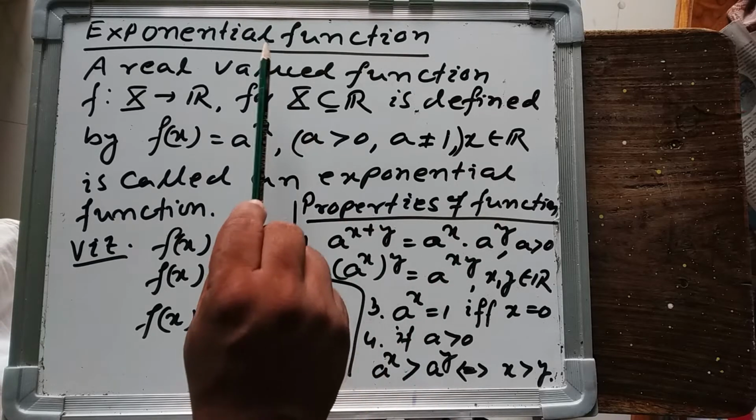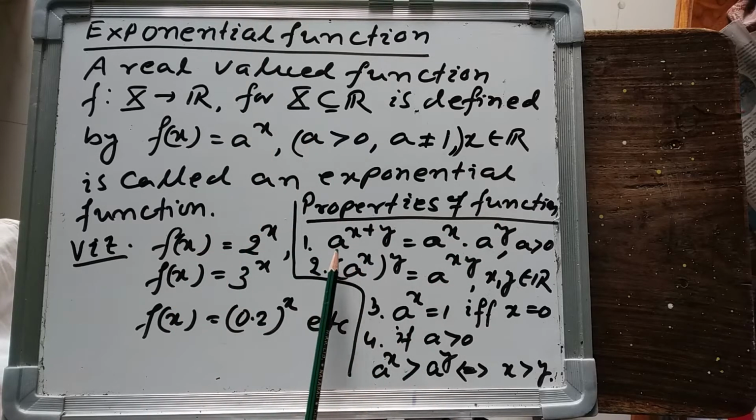Properties of this exponential function. We see a to the power x plus y equals a to the power x into a to the power y, where a is greater than 0. Second, a to the power x to the power y equals a to the power xy, where x and y are real numbers. Third, a to the power x equals 1 if and only if x equals 0. Fourth, if a is positive, a to the power x is greater than a to the power y if and only if x is greater than y.